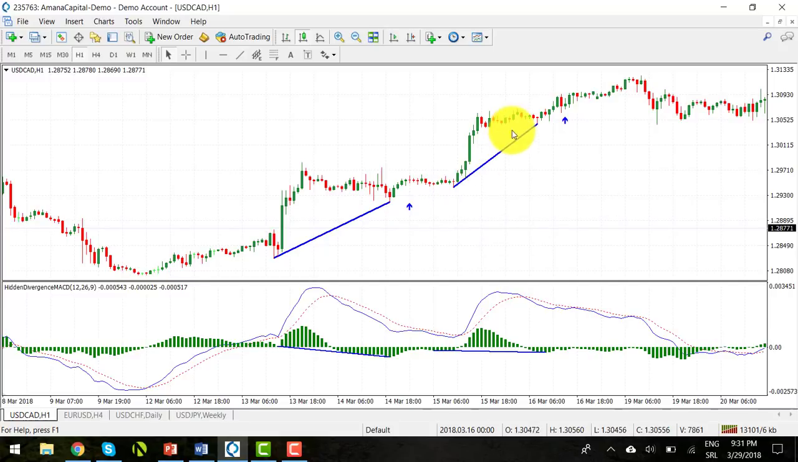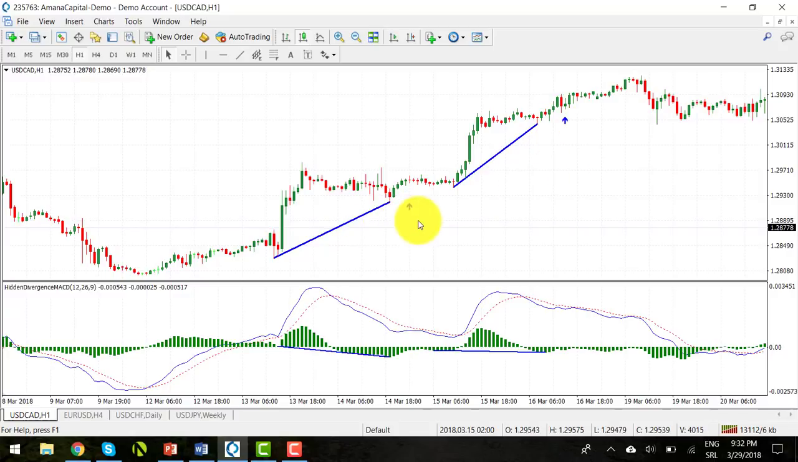The price made again a higher low, while the indicator made a lower low. So these are 2 examples of bullish hidden divergences, and we would enter with a buy position once this blue arrow appears, which is at this place and at this place.